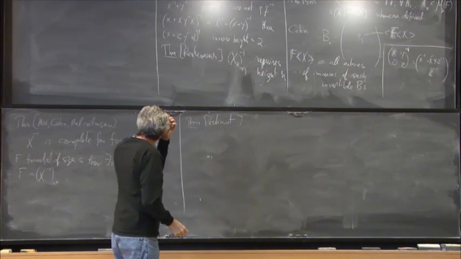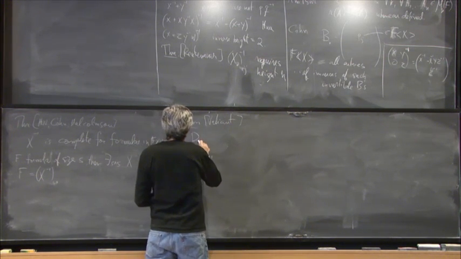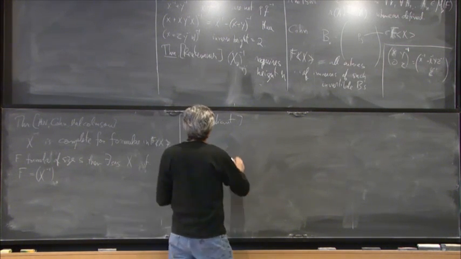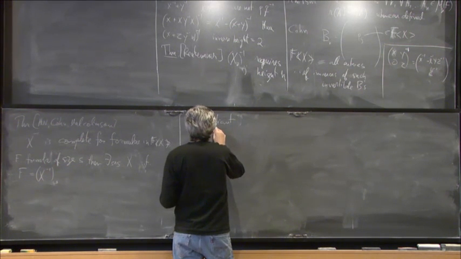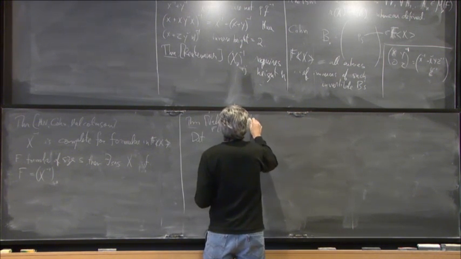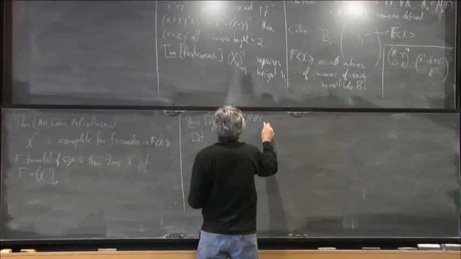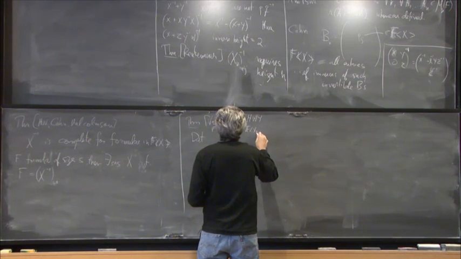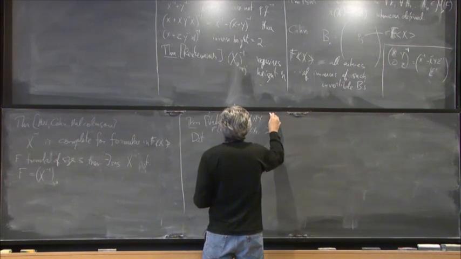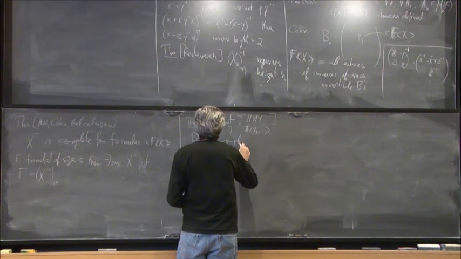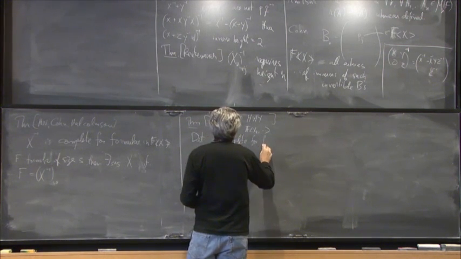Valiant's completeness result says that the determinant is complete. Well, Valiant is for the usual ring of polynomials, the commutative ring of polynomials, and in this paper with Hubesch and Yehudayov, we did it for the non-commutative case, which is almost the same proof. Okay, the determinant is complete for formulas.